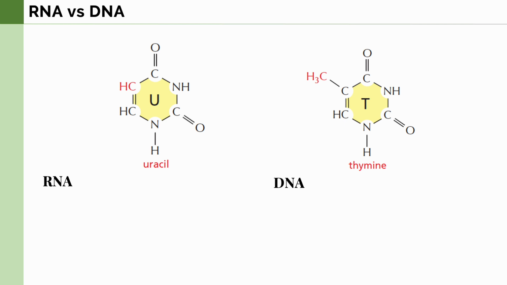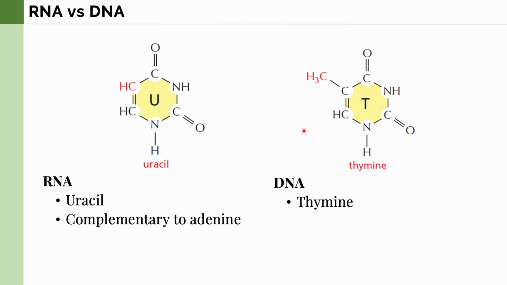Finally, the last difference between RNA and DNA is in one of the nitrogenous bases. In RNA, we have uracil, and this is complementary to adenine. But in DNA, instead of having uracil, it has thymine, and this is complementary to adenine as well. So the base pairing in RNA is U and A, while in DNA, it's T and A.